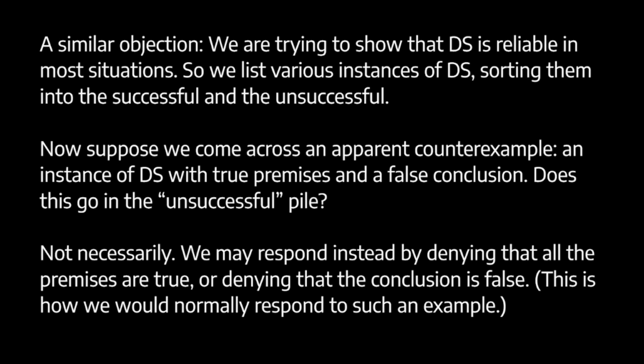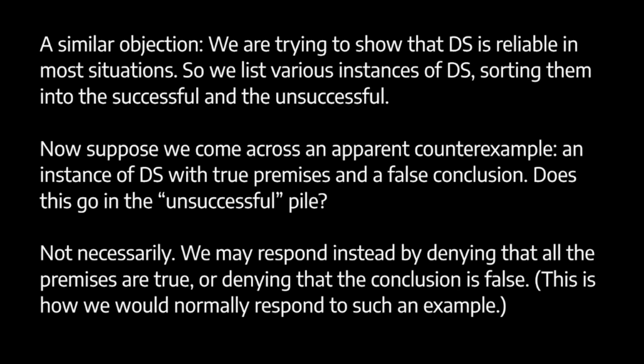With that said, I think there might be perhaps a better way to make the point that Beale is trying to get at, which is, we're trying to show that disjunctive syllogism is reliable in most situations. So, we sort of list all of the cases of disjunctive syllogism. We take the cases where the premises are true, of course, and we're looking for a case where the premises are true, but where they lead to a false conclusion.